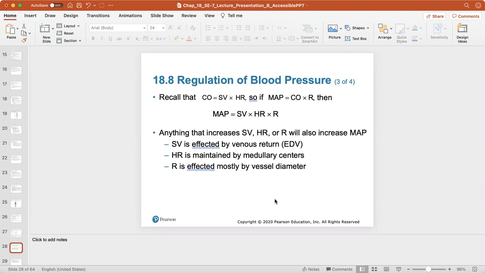So in general, anything that increases stroke volume, heart rate, or resistance will also increase mean arterial pressure. Stroke volume is affected by venous return, heart rate is maintained by your brain, the medullary centers, and resistance is affected mostly by vessel diameter.